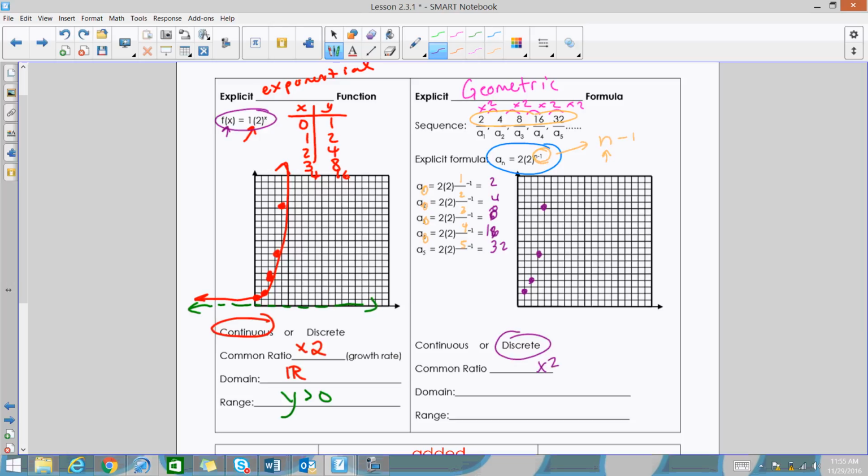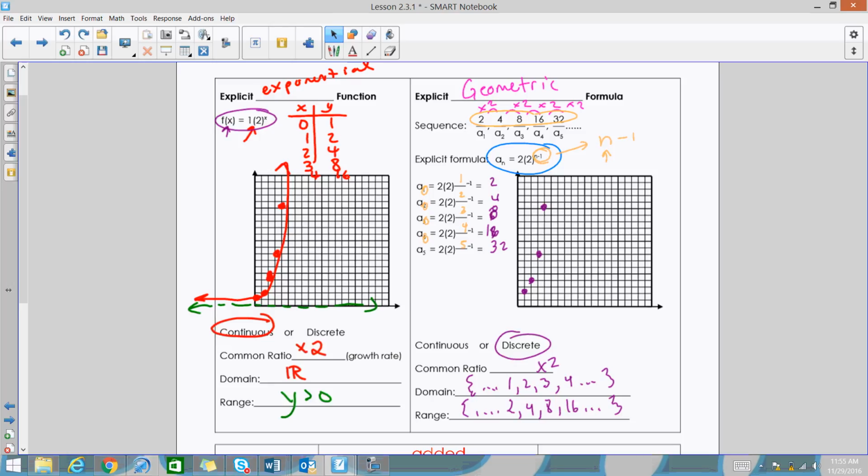Our domain here is going to be 1, 2, 3, 4, and so on, because you can't have negatives for x values. And your range values are going to follow the same pattern: 2, 4, 8, 16, and so on. And that's your range.